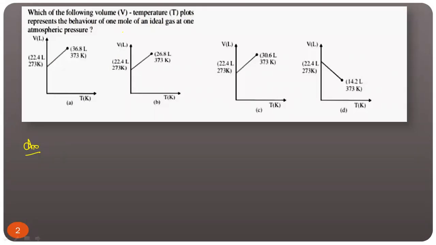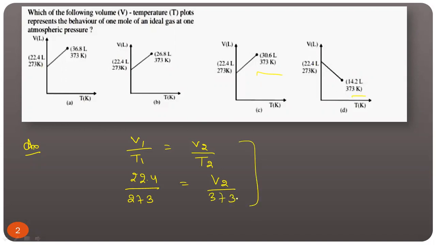So what is the relation? V is directly proportional to T. Means V1 upon T1 is equal to V2 upon T2. Is it clear? V1 at normal condition is 22.4 liter and T1 is 273 Kelvin. V2 we do not know, suppose, and T2 is 373. So here look at 373 fixed, but volume changes. So divided by 373.